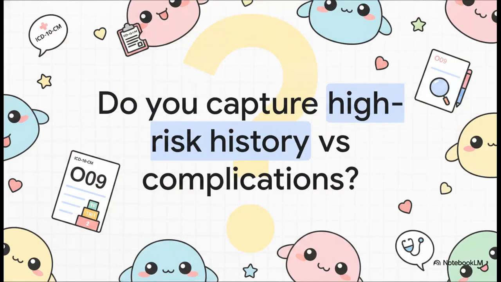So, as we wrap up this explainer, I want to leave you with a really vital question to consider before your next shift. Are your chart reviews accurately capturing the difference between a high-risk history and a current complication to ensure proper reimbursement and patient care? Remember to strictly track those trimesters, always dig for the specific reasons behind a high-risk status, and always double-check those O09 subcategories. Accurate coding isn't just about administration, right? It's the bedrock of quality maternal care.